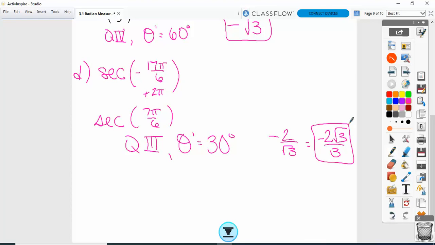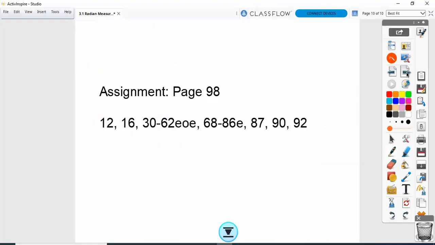So if you got stuck, you absolutely could multiply this by 180 over pi to start with and deal with the degrees. We're just going to work on getting comfortable with the radians as well, though. Okay? So that's all I have for you. Please pay close attention here. 60 or 30 through 62, every other even. So just remember what that means.